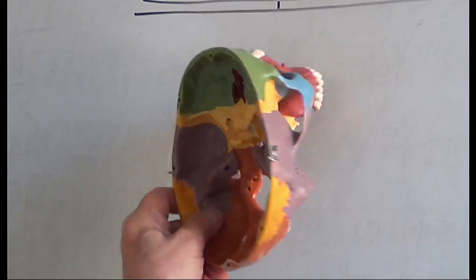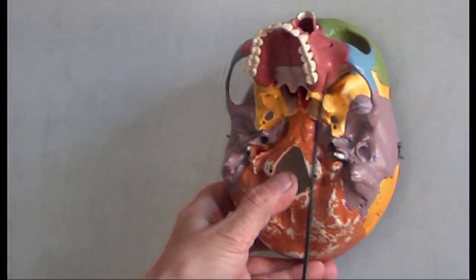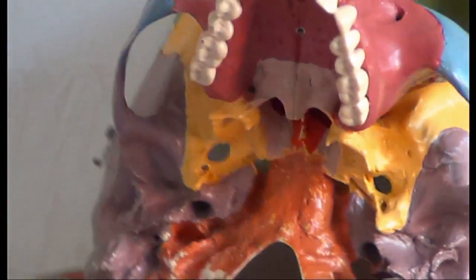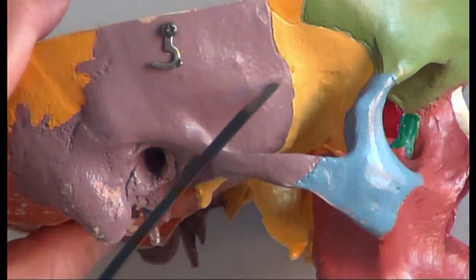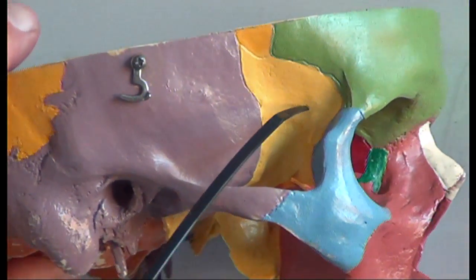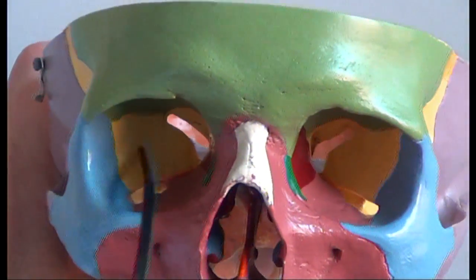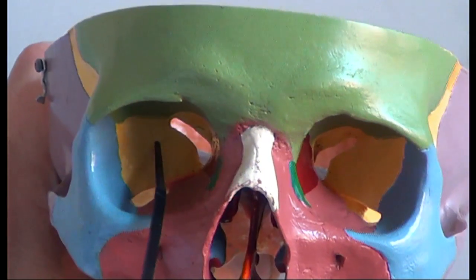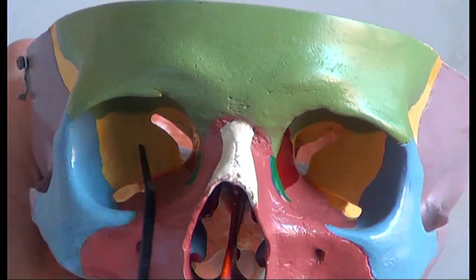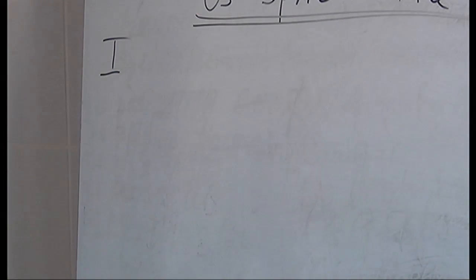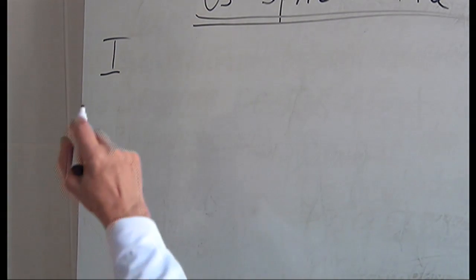Now from the inner side, and now from the outer side, and from the lateral side, and from the anterior view inside of the orbit. It's really quite complicated, and that's why we begin to study it from the main parts.